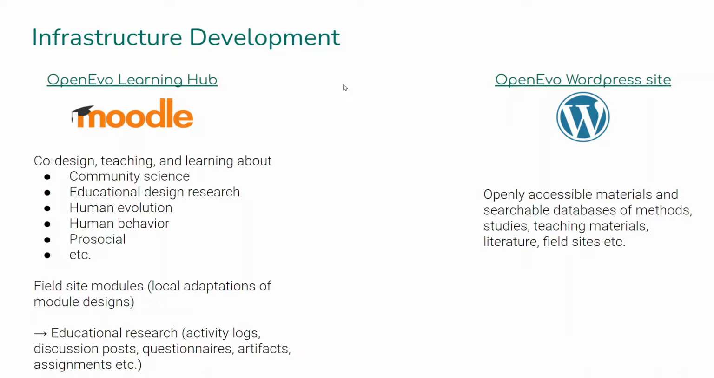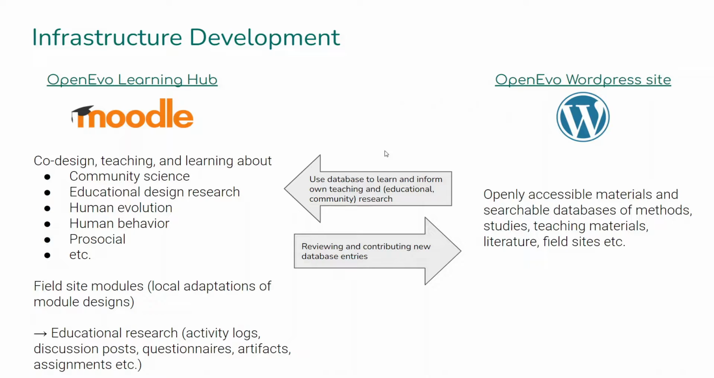These two core infrastructure places are also meant to be connected to each other, fulfilling different roles. We see this openly accessible database being used within the Moodle to draw from, to learn and inform one's own teaching, for example designing certain modules, and also for informing educational or community science research, for example by looking up certain methods, or what other people have done at different field sites, or different studies that have been done using certain methods, literature, and so on.